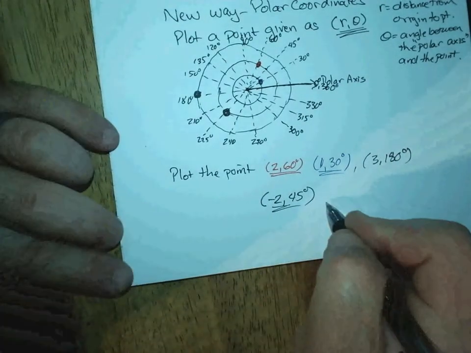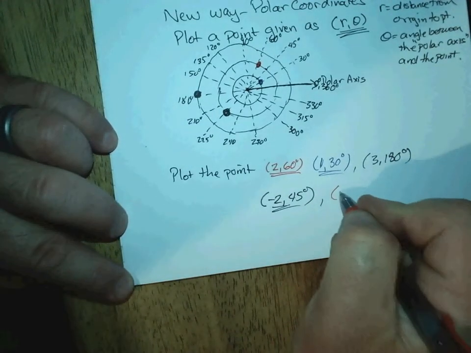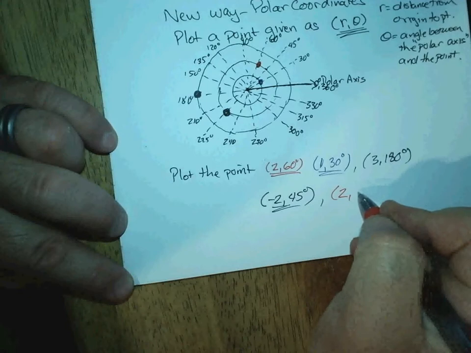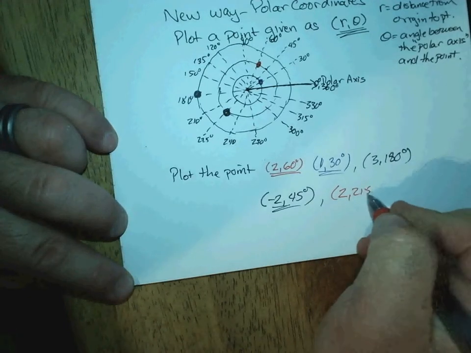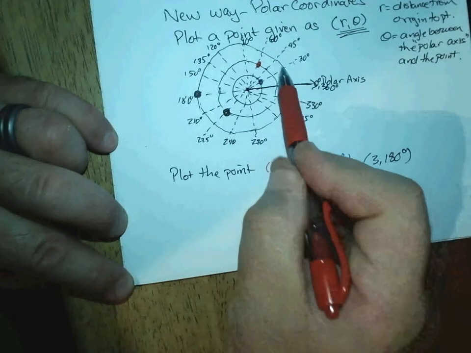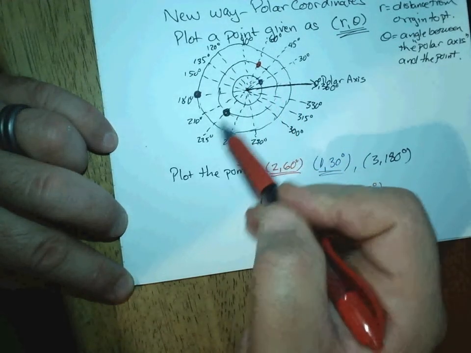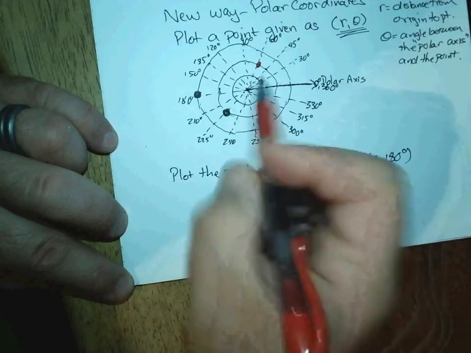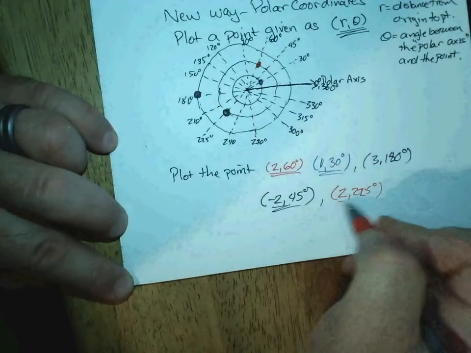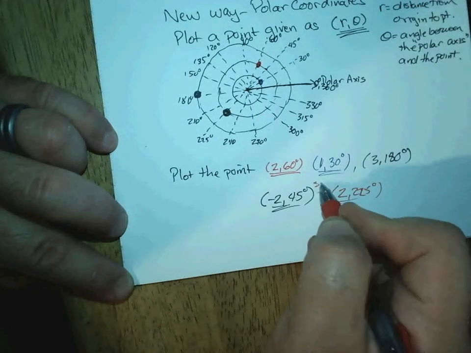All right, let's plot the point, say, 225 degrees. So I go to the angle, polar axis 225 degrees. There it is, this angle, and go out 2, 1, 2. There it is. Okay. And of course what you notice is these are the same point.